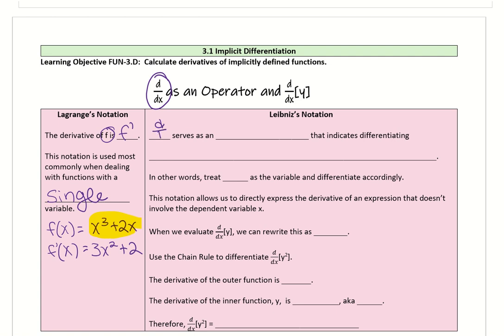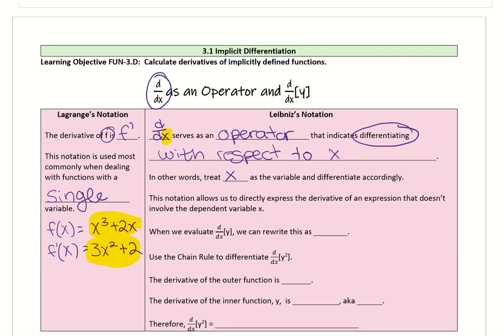D/dx is now going to serve as an operator, just like adding and subtracting, but this one indicates differentiating, specifically with respect to x. In other words, we're going to treat x as the variable that we're differentiating with respect to. So x is the variable we're focusing on, just like we did over here. We focused on the variable x.